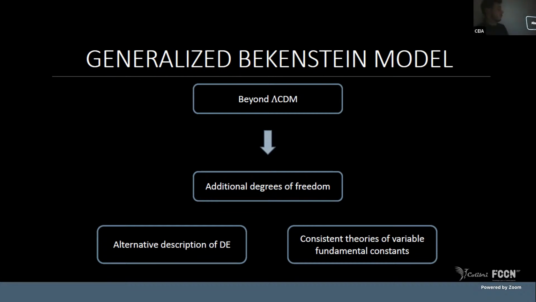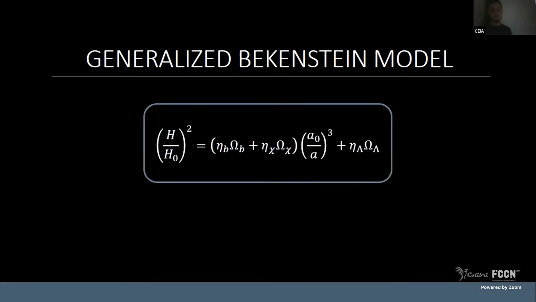And what I mostly work on, on the right hand side, is consistent theories of variable fundamental constants. So when you add additional degrees of freedom, you can have theories of what I work on, which is variation of alpha, the fine structure constant. I think you talked about it in Carlo's class, but it's basically a quantity that quantifies the strength of electromagnetic interactions. Okay, so I showed you this for lambda CDM, and now this is for this generalized Bekenstein model.